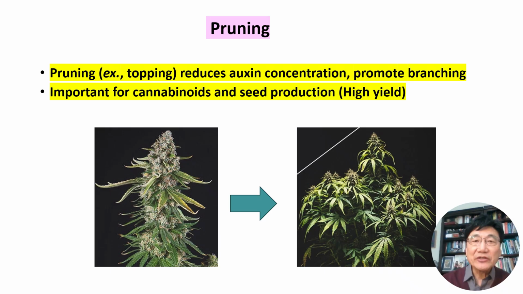Pruning is a horticultural technique that is the removal of parts of a plant to control plant shape, enhance growth, and increase yield. Pruning reduces auxin concentration and it promotes branches to grow actively. Consequently, the plant becomes bushier. It's an important procedure for cannabinoid and seed production.